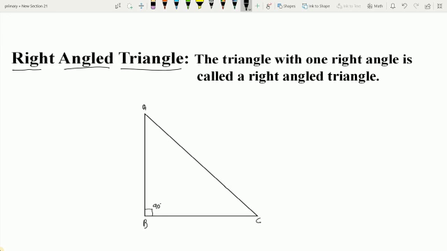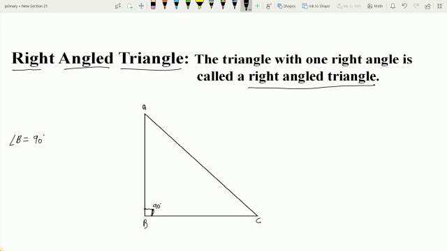The triangle with one right angle is called a right angled triangle. Students, see in the given figure. Here angle B is equal to 90 degree. So we can say triangle ABC is a right angle triangle.